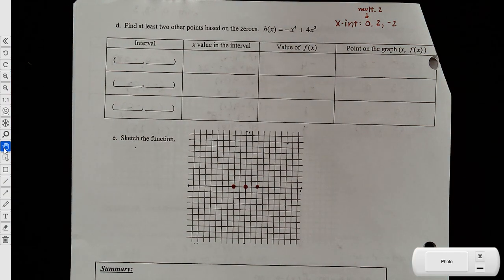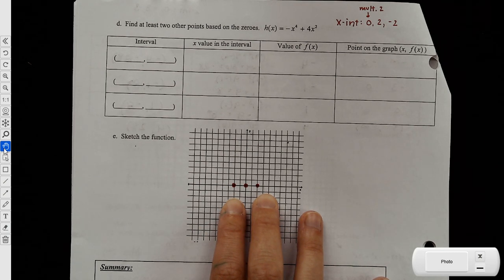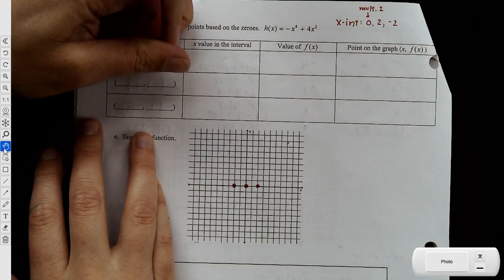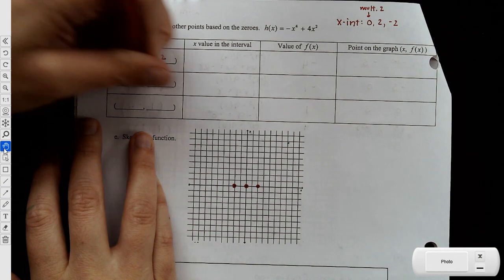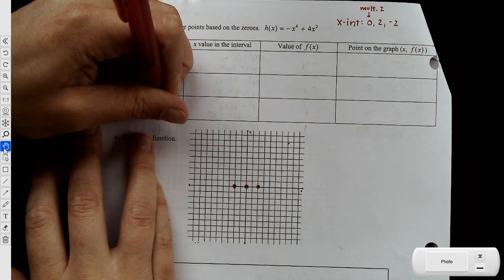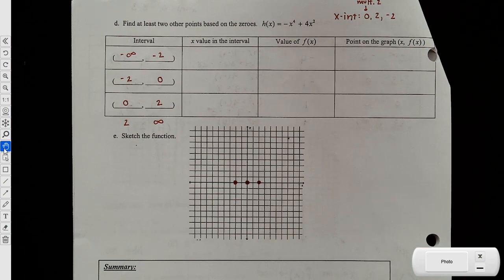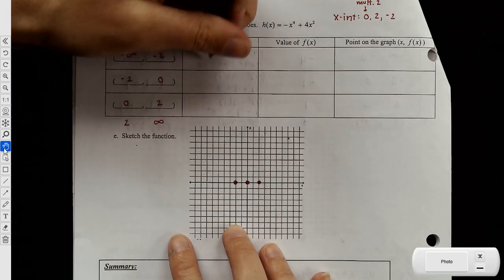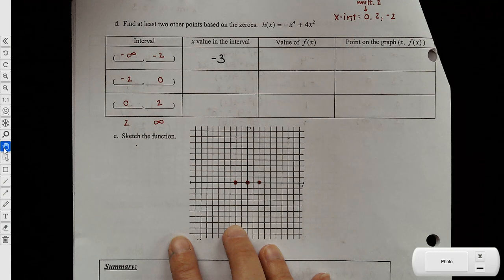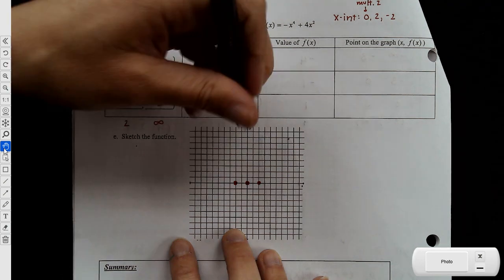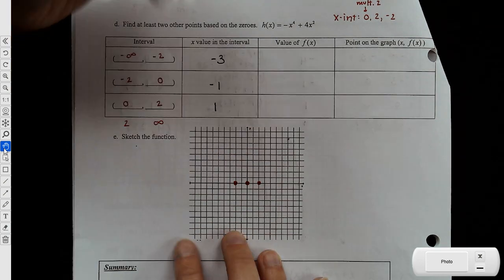So again, since I have 3 zeros, I'm going to make 4 intervals. So I'm going to go negative infinity to negative 2, negative 2 to 0, 0 to 2, and 2 to infinity. And I want to pick an x value within that interval. So between negative infinity and negative 2, I'm going to choose negative 3. Between negative 2 and 0, I'm going to choose negative 1. Between 0 and 2, I'm going to choose 1. And then between 2 and infinity, I'm going to choose 3.